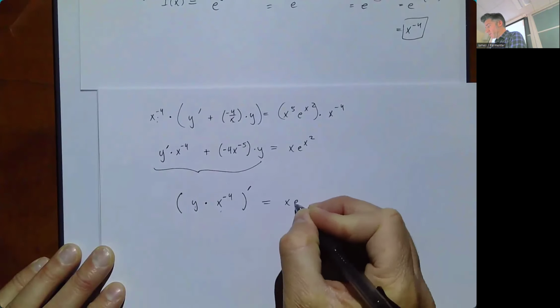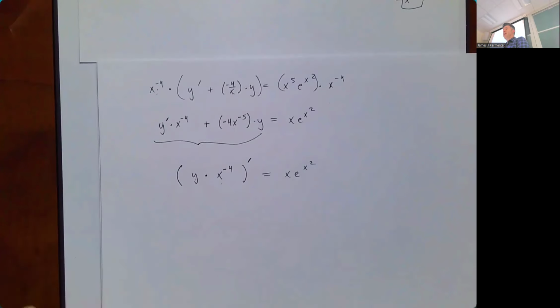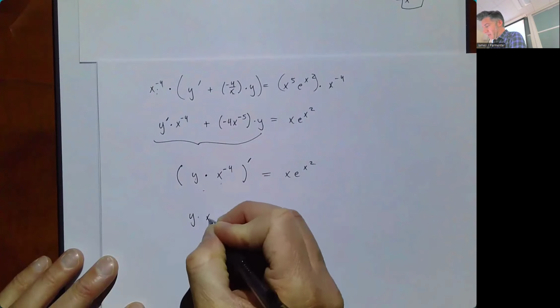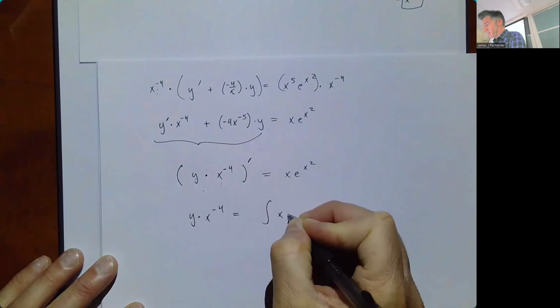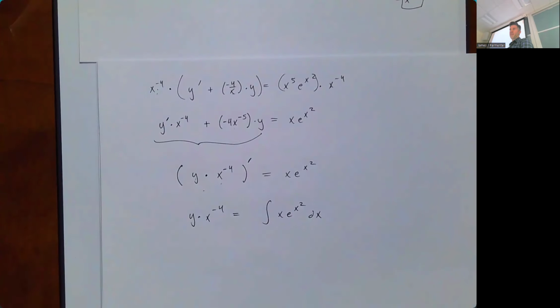Right-hand side doesn't change. And then to get rid of the derivative on the left-hand side, we're going to anti-differentiate both sides. In other words, if the derivative of this is equal to that, then y times x to the negative 4th is equal to the antiderivative of x e to the x squared. This requires a u sub.